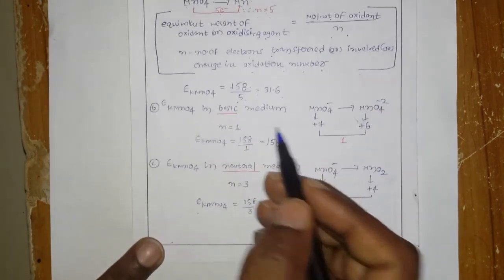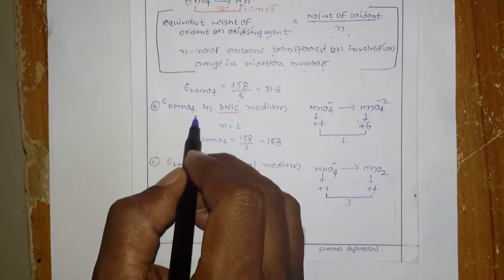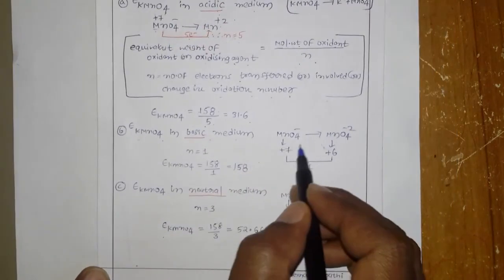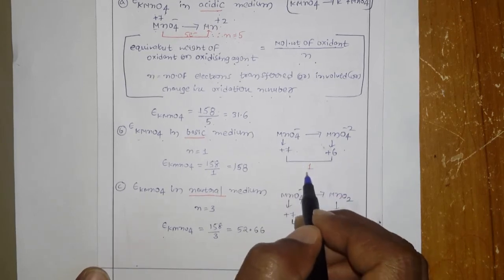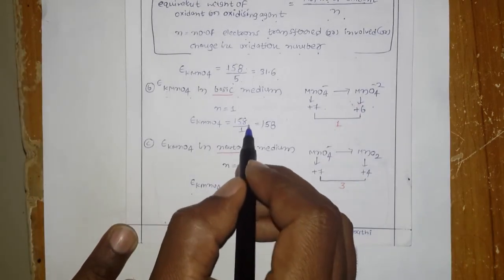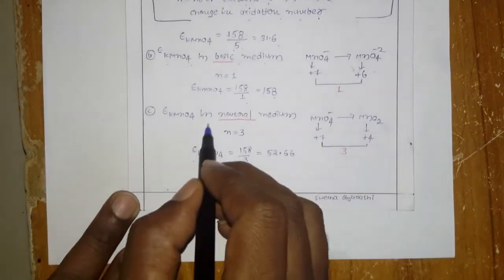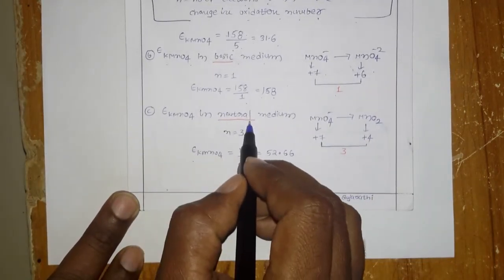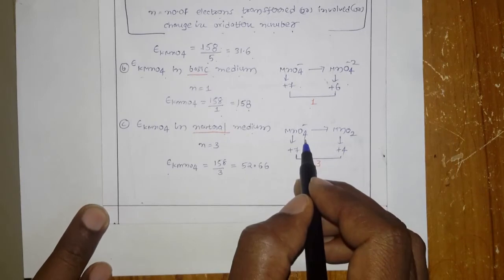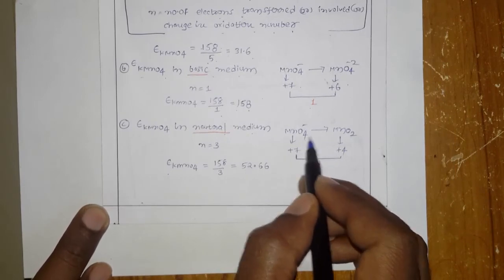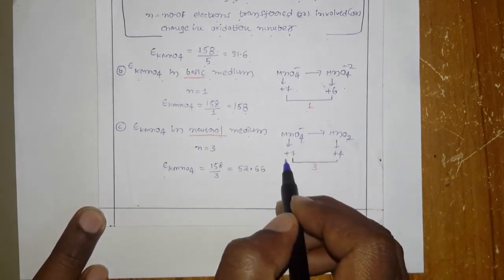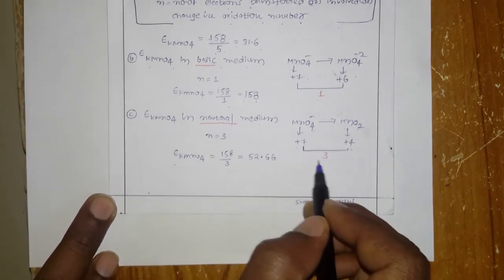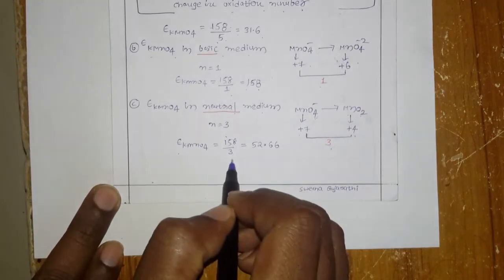Similarly, the same KMnO4, if it is in the basic medium, generally it will convert from +7 to +6. So how much is the change? Only 1, so it is 158 by 1, which is 158. And the same KMnO4 in neutral medium converts from MnO4 minus to MnO2. Here +7 oxidation state becomes +4, so the change is 3, so the same 158 divided by 3. Okay, very simple.